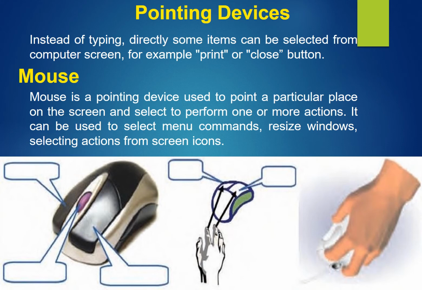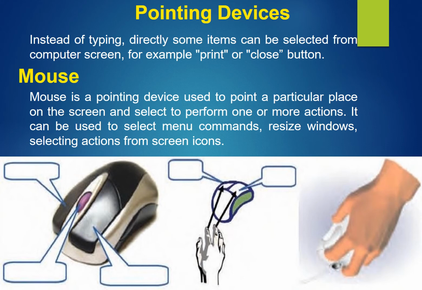Not only to select but drawing of line, curve and shapes is also possible with such devices. Other examples of point and draw devices are joystick, light pen, touchpad or trackball and touch screen. Now let us see about mouse.